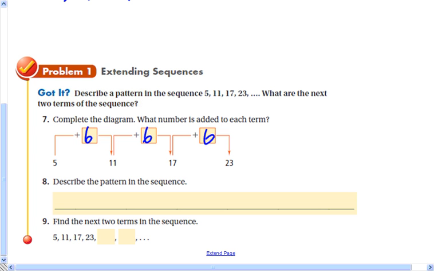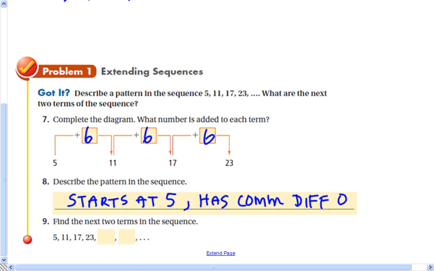Now this pattern is numbers that start at 5 and with a common difference of 6. So I'm going to describe it that way. Sequence starts at 5 and has a common difference of 6. So basically that means we're adding 6 over and over again. So the next two terms are 29 and 35.